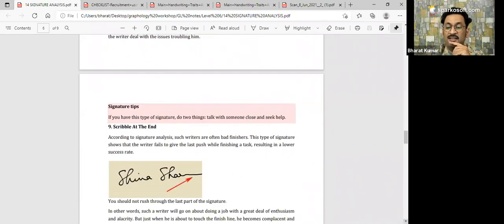Scribbling. In the end, if you have unnecessary scribbling, how many of you have unnecessary scribbling in the end of signature? Remove that. This is not a good thing. These are bad finishers of the task. They are not good finishers of any task. These people are not good.